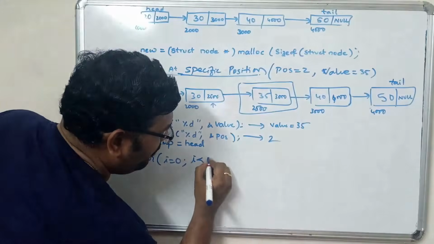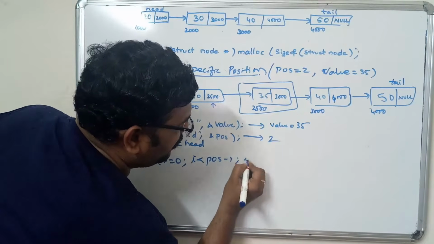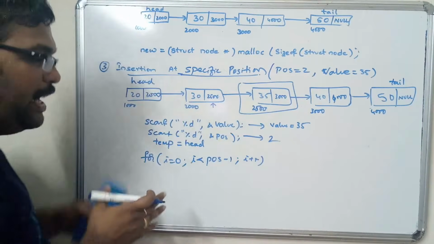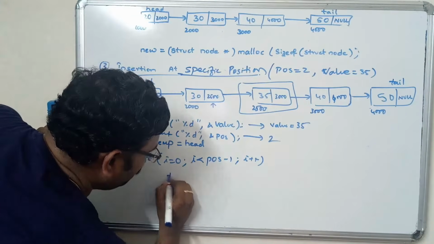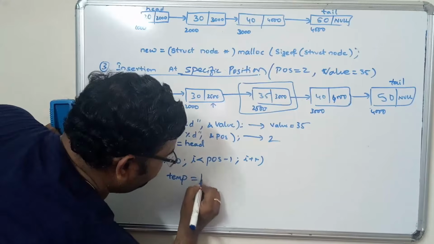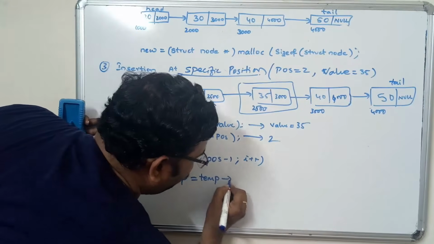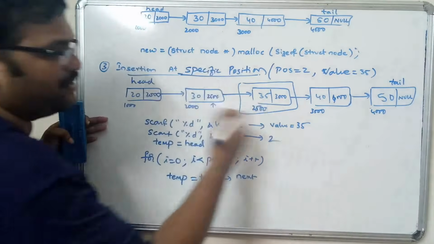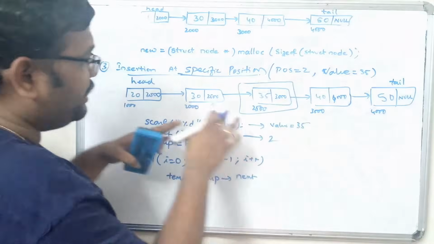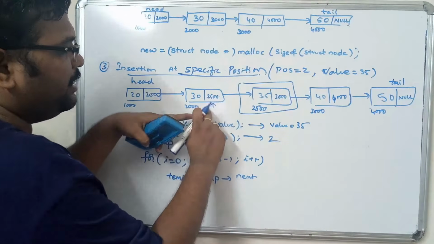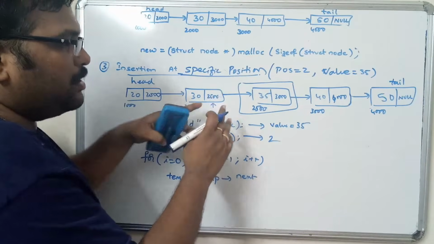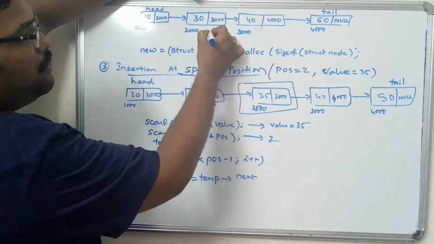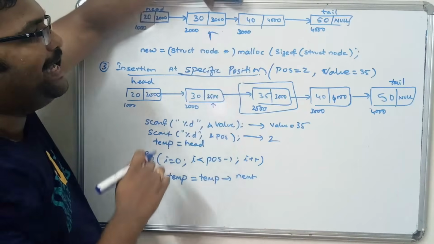So while i is less than position minus 1, i plus plus. So until it reaches the position minus 1, just move. That means temp is equal to temp of next, the next address. It will move until it reaches position minus 1. So until it reaches here. Okay, right. So now the iteration is here itself.